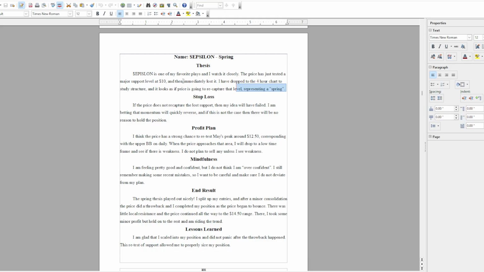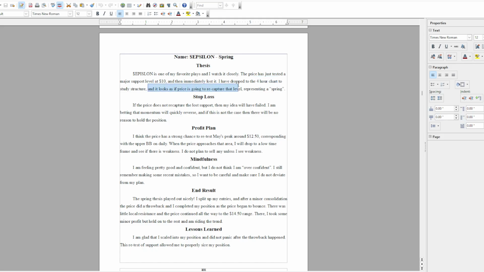A few things in here. It talks about a major support level, so that means it's a well-defined level, multiple time points, time interval, price distance, just a well-defined level. And the price lost it. Now, this individual is looking for a spring because a false breakdown is a very good type of trade entry. And they're using classical charting technique by dropping to a lower time frame, like a 4-hour, when the price is at a key level.